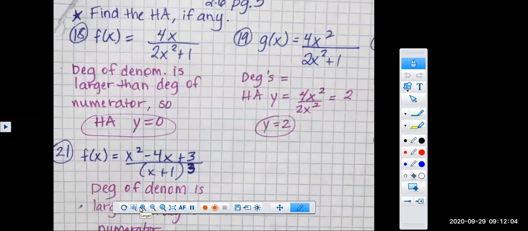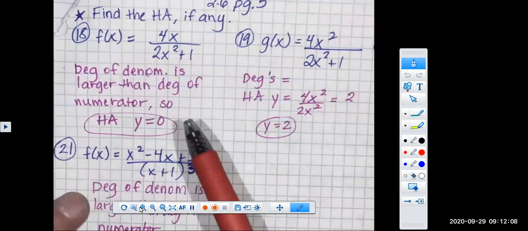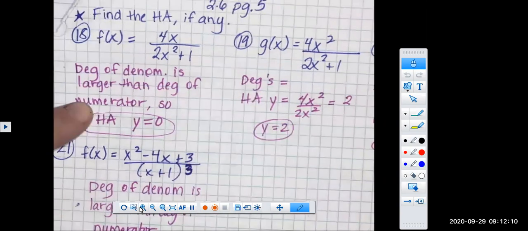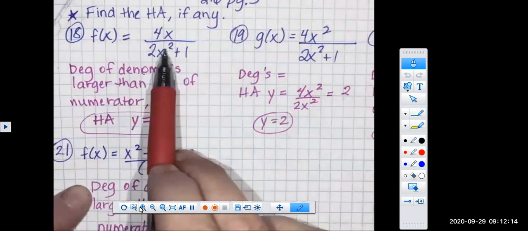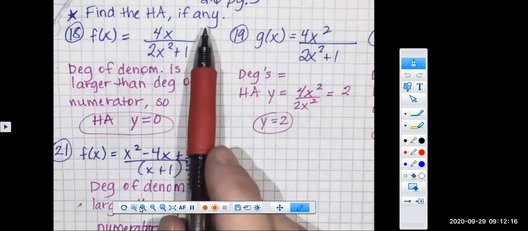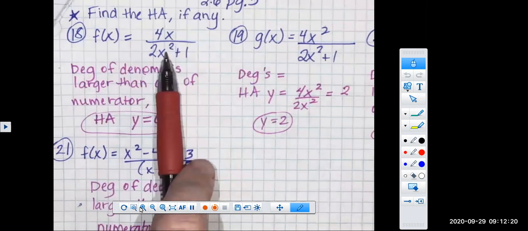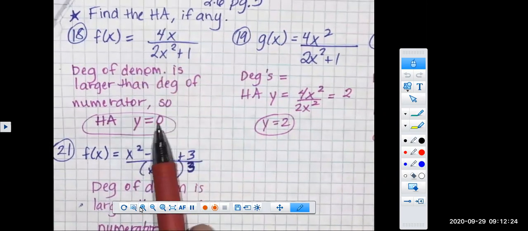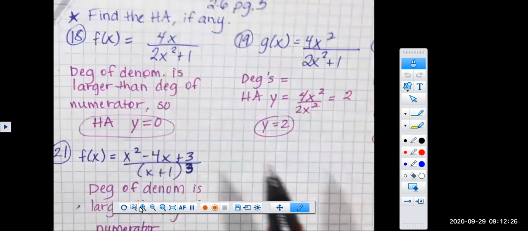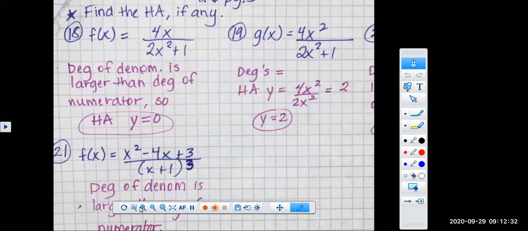Okay, so find the horizontal asymptote if there are any. So what you're going to do is compare your exponent on top, which is 1, to the exponent on bottom. Since my exponent on top is less than my exponent on bottom, then y equals 0 is my horizontal asymptote. So the degree of the denominator is larger, y equals 0 is your horizontal asymptote.